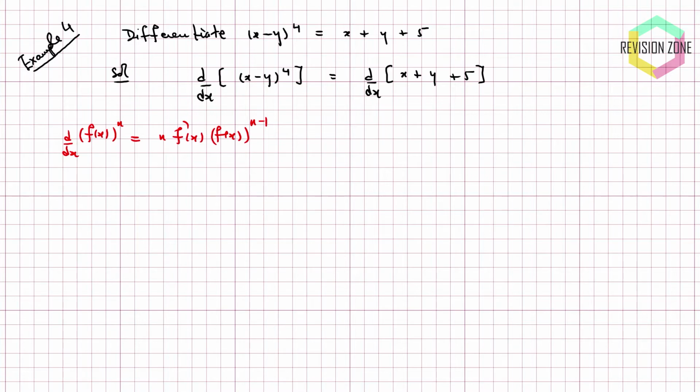So I come here and on the left-hand side I say I'm going to have 4 because my n is 4. Then I'm going to have the derivative of this function on the inside. That function on the inside is basically x minus y, so I want the derivative of that with respect to x. And then I'm going to have this entire function all to the power 1 less than what it was before. So I'm going to have x minus y to the power 3, right? So that's our left-hand side. The right-hand side, we're just going to split this up so that we apply the derivative to each part on the right.